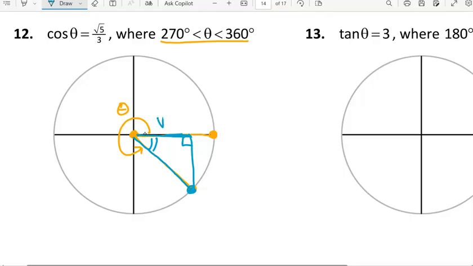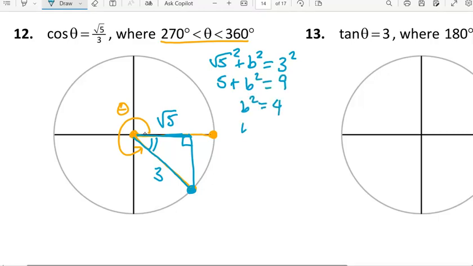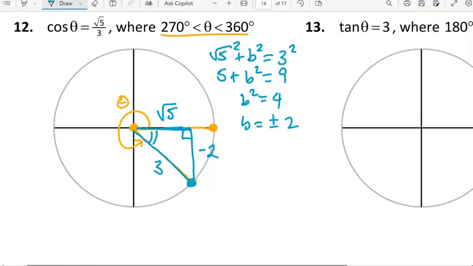Cosine is adjacent over hypotenuse. We'll have to use the Pythagorean theorem to find the missing leg. So the square root of 5 squared plus b squared is equal to 3 squared. That's 5 plus b squared is 9, and that means b squared is 4, so b is plus or minus 2. And since the side is hanging down, or think of it as quadrant 4 has negative y values, that opposite side must be negative.